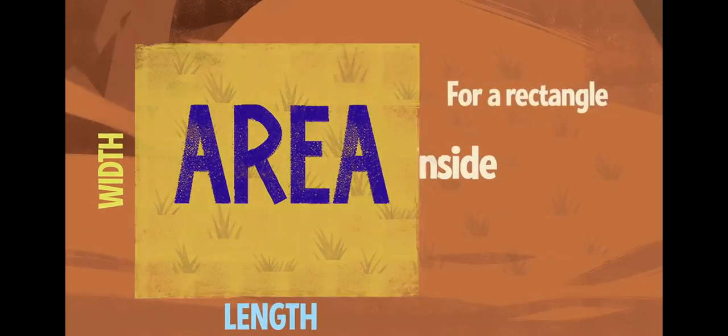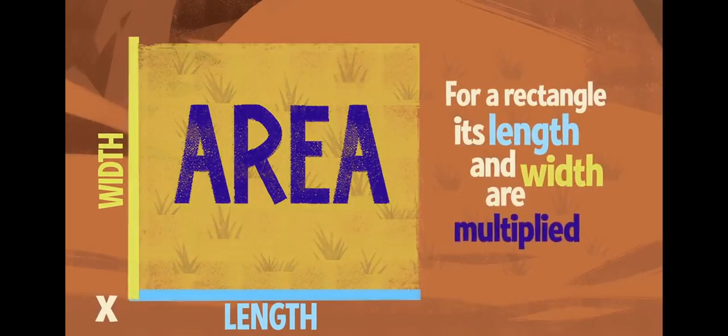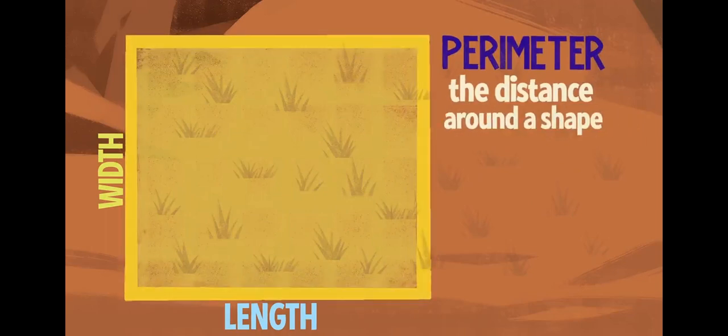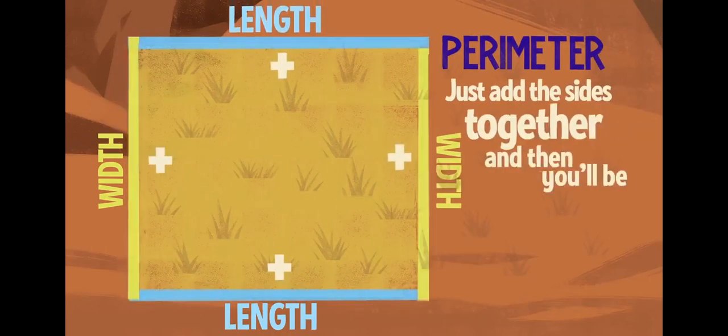The area, that's the space inside. For a rectangle, its length and width are multiplied. And perimeter, the distance around the shape. Just add the sides together and then you'll be great with the area.